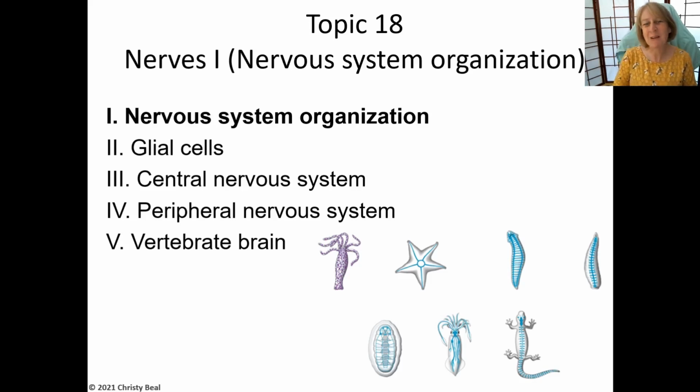Good afternoon, welcome back. This is topic 18. We're going to call it nervous system organization, but it's really the first of 3 lecture topics on nerves. Today we're going to do a general overview of different nervous system organizations, and then we're going to hone in and talk a little bit about the vertebrate brain, particularly the human brain, and some of the regions of the brain.